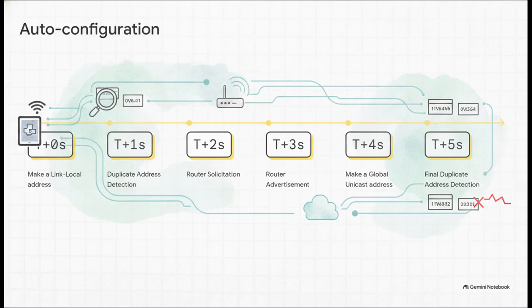Unlike IPv4, where you're sitting around waiting for a DHCP server, an IPv6 device immediately creates its own link local address at T0. Then it performs duplicate address detection just to make sure nobody else on the network is using it. Next, it actively solicits the local router, gets a router advertisement back with the network prefix, and uses that data to build its global unicast address. Finally, one last collision check. If any single step fails here, your device is stranded, totally without connectivity.